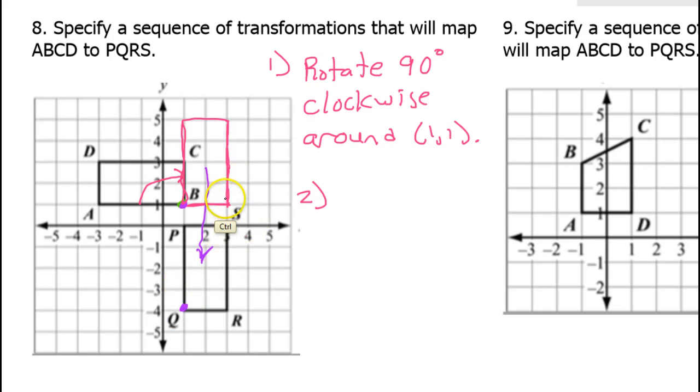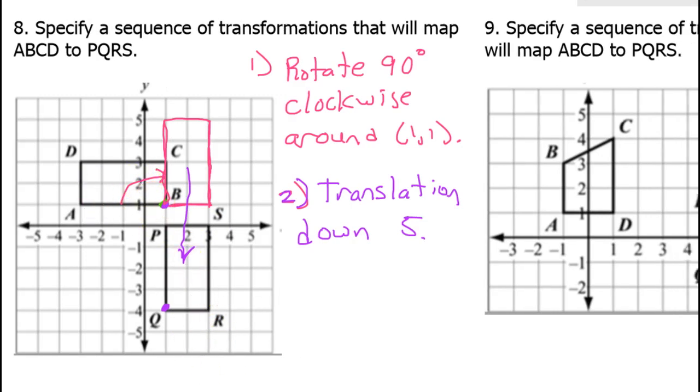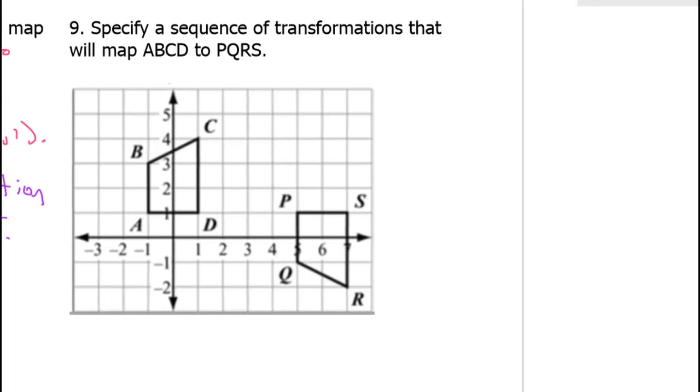So that would be the same for all of these. I'd have to move each of these vertices down 5, and it would land on P, Q, R, and S. So that's going to be my second transformation, a translation down 5. So those two transformations in sequence would take you from the original horizontal rectangle to the vertical rectangle. It would map the first rectangle onto the second rectangle. Okay? All right, number 9.